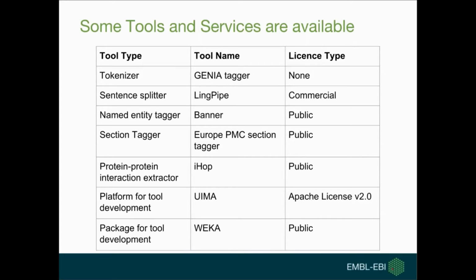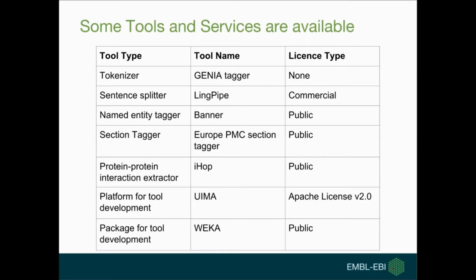Another one is a sentence splitter called LingPipe. Determining sentence boundaries is very important, especially for relationship extraction tasks. Banner is a named entity recognizer, and Europe PMC section tagger is a tool that can identify different sections of a given full-text article. Jee-Hyub is a text mining service that can be used to extract and visualize protein-protein interactions.